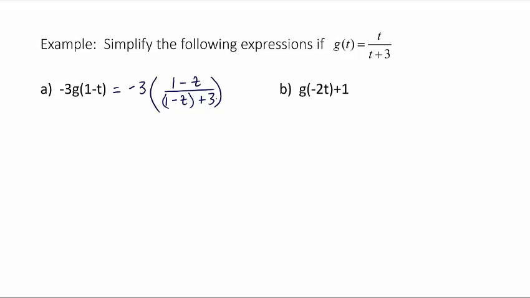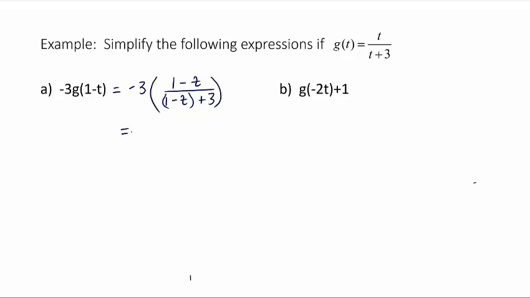Okay, I did two things there, right? The input into the function is 1 minus t. So everywhere I saw t in this original function that I was given, I replaced t with 1 minus t. The other thing I did is I multiplied that result times negative 3, because the outside of the function is being multiplied by negative 3.